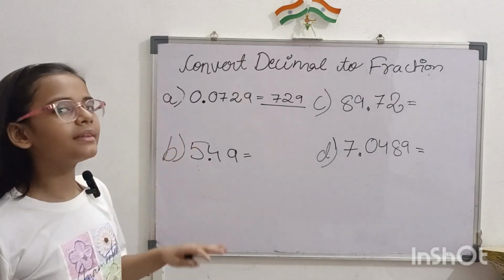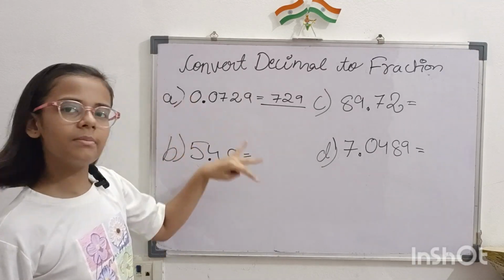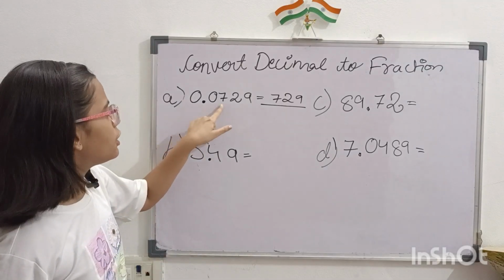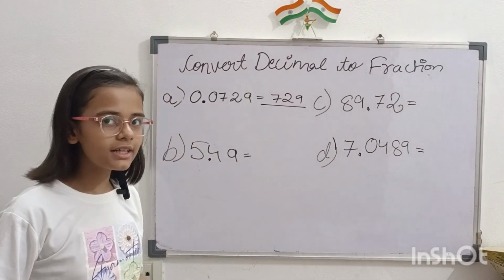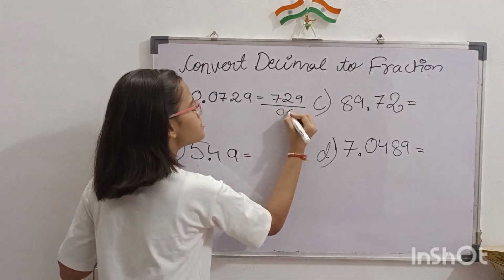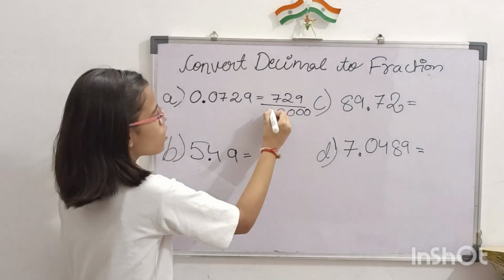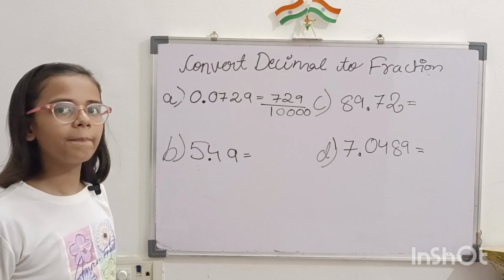And now we are going to count the number of digits we have after the decimal point. 1, 2, 3, 4. We have 4 digits after the decimal point. So we are going to write here 4 zeros and add a 1 before the zeros. And this is our answer.